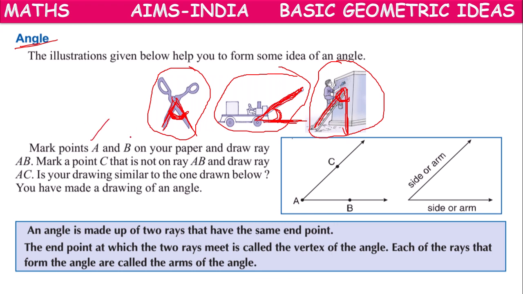Suppose you mark points A and B on your paper. This is A, this is B, and this is ray AB, meaning the endpoint is A. From A, it is going towards B, passing through B, and can be extended in this direction. This is ray AB. Mark a point C which is not on ray AB, somewhere here, and draw ray AC also.